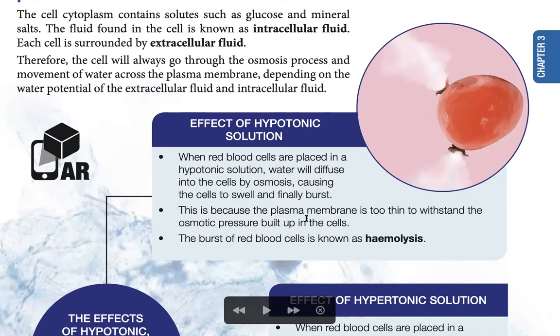This is because plasma membrane is too thin to withstand the osmotic pressure built in the cell. Sebab apa? Bila banyak air kat sini, osmotic pressure akan tinggi. And then, they also have a thin plasma membrane to support. And satu lagi sebenarnya adalah sebab red blood cell ni, it has no cell wall. Cell wall kan fungsi dia to maintain the shape of the cell. When the red blood cell ataupun animal cell has no cell wall, it means that it cannot maintain its shape. So that's why it finally bursts.